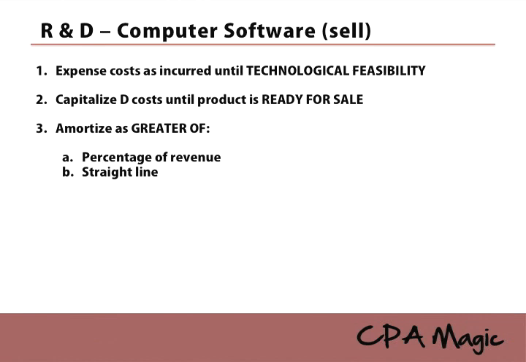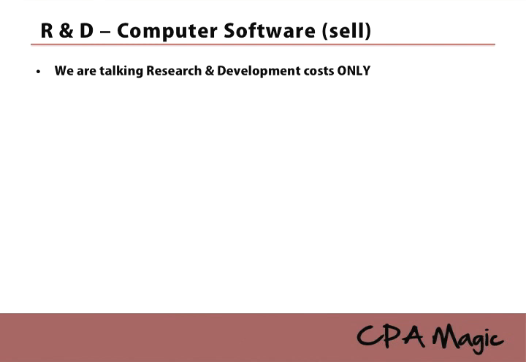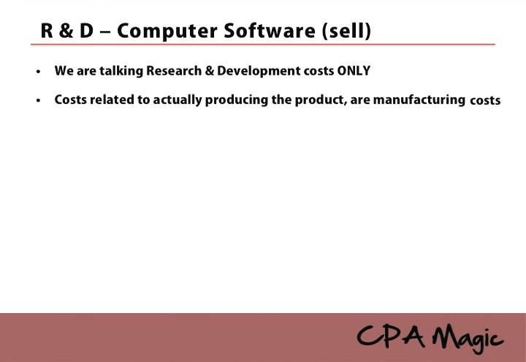I just want to go on an aside real quick and make a note. When we're talking about computer software right here, we're talking about research and development costs only. Costs related to actually producing the product. So once they're done with Microsoft Excel and they start lasering it onto a physical CD-ROM, that is a manufacturing cost. That's going to be part of inventory. That physical CD that they're making, that's going to be inventory. So these are only costs related to the research and development of the software. The actual producing the software, that is all inventory. It's manufacturing or packaging expense. It's not related to R&D. So keep that in mind. You got to be careful of it.